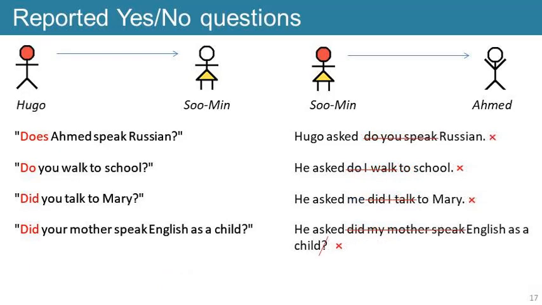A common learner's mistake is to forget the if and or to keep the auxiliary verb in the reported clause. So for example, "he asked, do you speak Russian?" and "he asked me, did you talk to Mary?" are incorrect, as are the other 2 sentences. Note that it is also incorrect to keep the question mark in written reported questions.